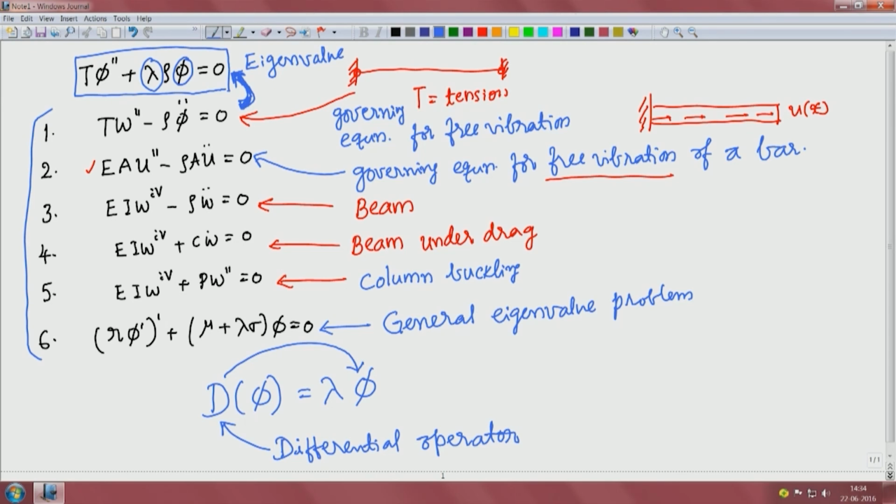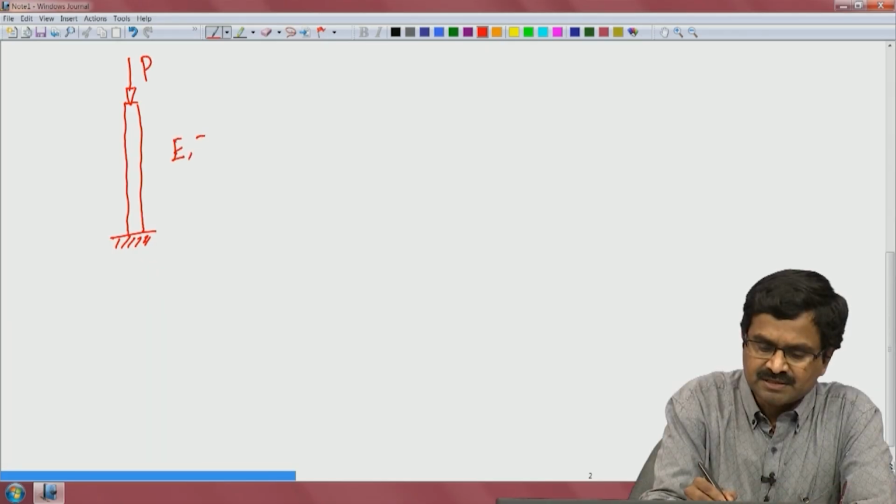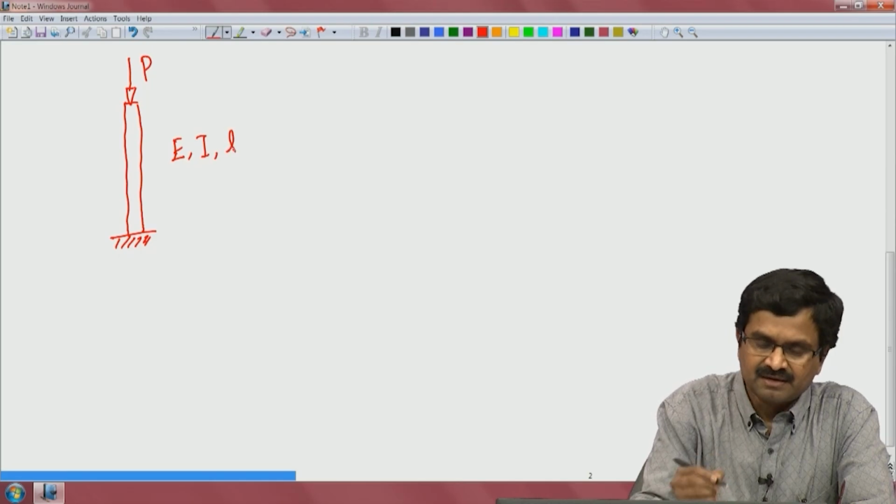In order to understand this and then discuss in detail the column buckling problem, not just buckling analysis, but also design, what we will do is we will get a little bit more understanding of the eigenvalue problem and buckling at the same time by taking a simple example. The example that we take is that, let us imagine that there is a column, and there is a compressive load P on it. So, this column has Young's modulus E, second moment of area I, and length L, the usual things.